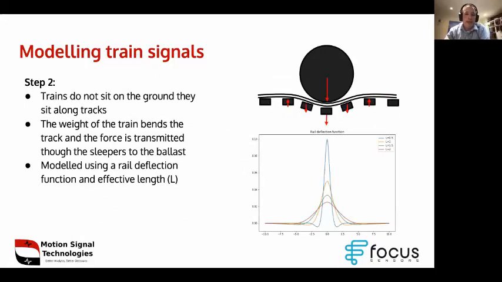Things get a little bit more complicated when you consider that a train is not a point force. They in fact have wheels, and that wheel sits on top of a rail, and so the force is transmitted, or it actually bends the rail and then transmits the force through the sleepers into the track. The way in which this rail bends is modeled by something called a rail deflection function, and that has an effective length associated with it. And this is something that's of interest to the engineers because a short effective length means that it's a weaker track because the bending is going to be more localized, whereas a larger effective length means that your anomaly is spread out a little bit more and you've got a much stronger track. But we can go and incorporate that into the analysis.